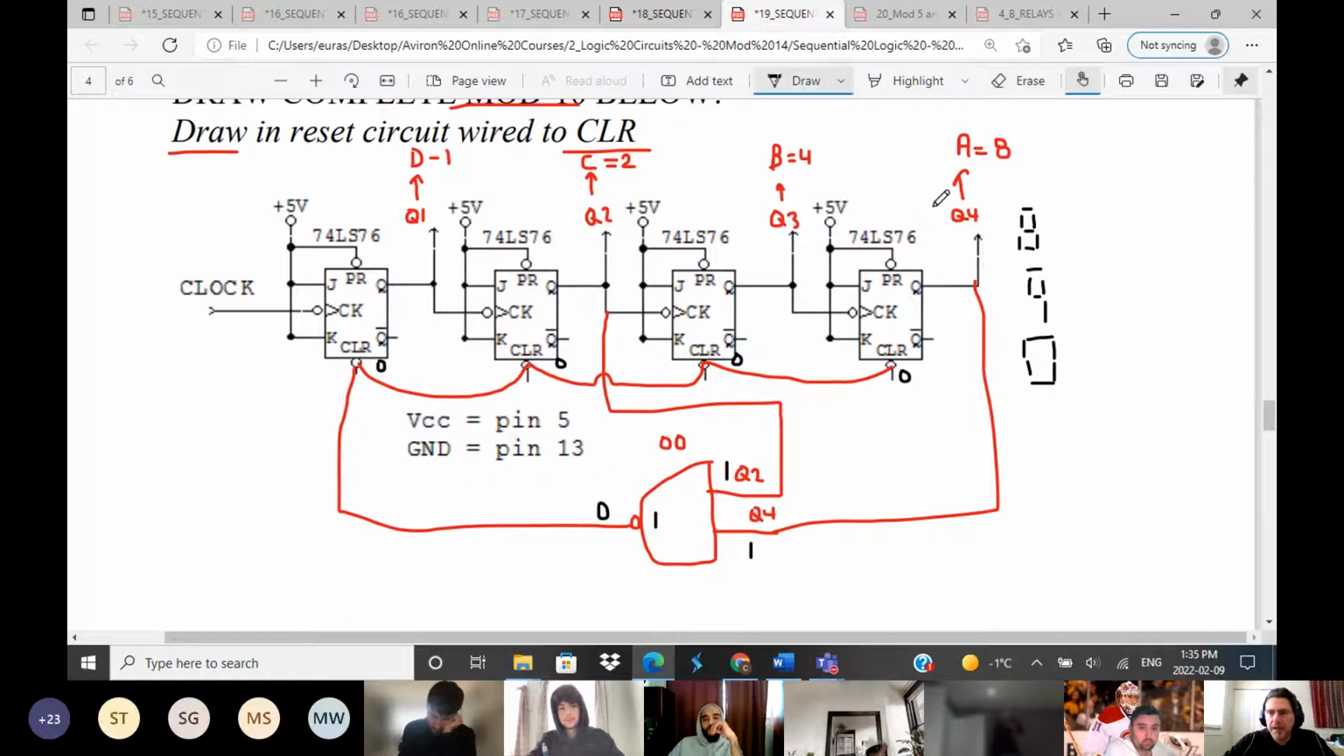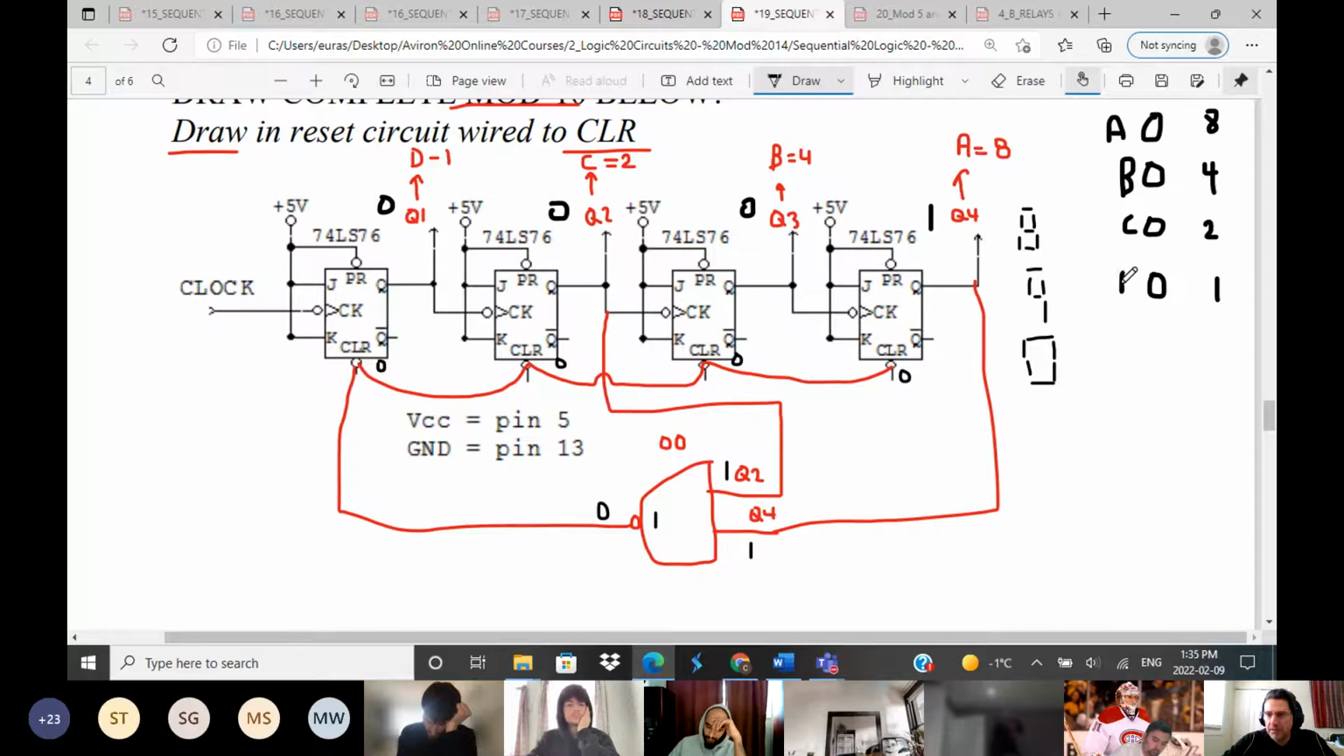Okay, so at the count of 8, Q4 will be 1, Q3 will be 0, Q2 will be 0, Q1 will be 0. That's an 8. Remember the 4 LEDs that we have at the very upper right hand side of our board: the top LED is worth 8, followed by 4, 2, and 1, and this is A, this is B, this is C, and this is D.